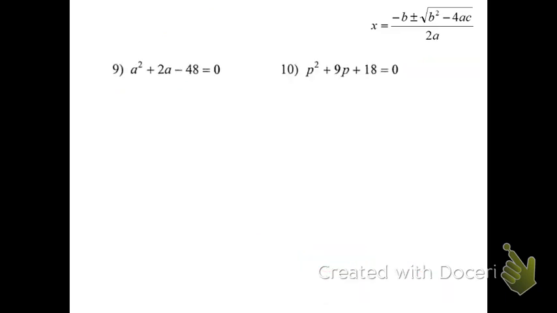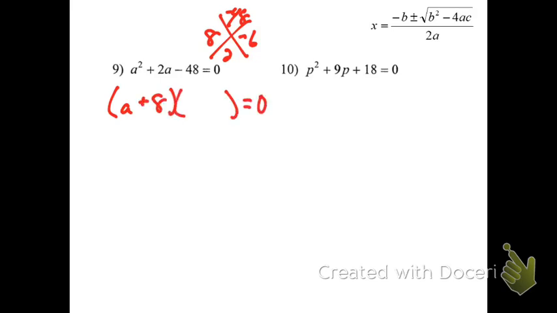All right, moving on. This is a big number, so I'll take care of number 9 for you. Why not? This will be the same thing as saying a. What two numbers multiply to negative 48 and add up to 2? I know it's got to be 8 and 6, but since this is a positive 2, I'm going to make the 6 negative. Okay, so when factoring, you have a plus 8 and then a minus 6.